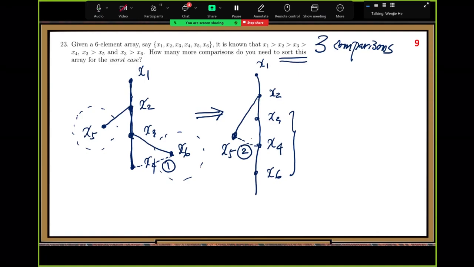If x5 is greater than x4, you do one more comparison. If x5 is less than x4, you do your third comparison between x5 and x6. So in this way, you need 3 comparisons. But if you work on x5 first, then you need 2 comparisons on x5 and 2 comparisons on x6. 2 plus 2, you get 4.